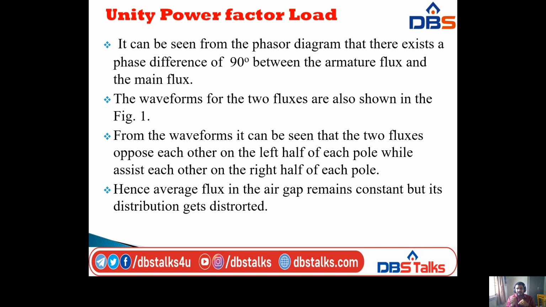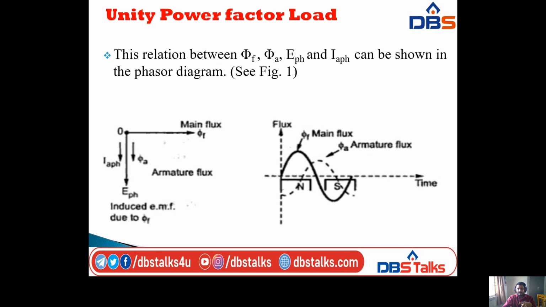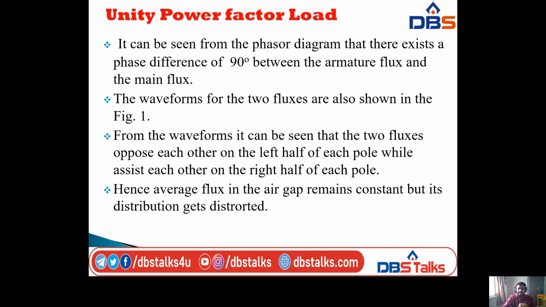Next, the waveforms for the two fluxes are also shown in the figure. On the right side we have the waveforms of the two fluxes, that is armature flux and main flux. From the waveforms, it can be seen that the two fluxes oppose each other on the left half of each pole, while they assist each other on the right half of each pole. If you observe this waveform, here the two fluxes are assisting each other, and here the two fluxes are opposing each other, like in the dotted line. Hence, the average flux in the air gap remains constant, but its distribution gets distorted.